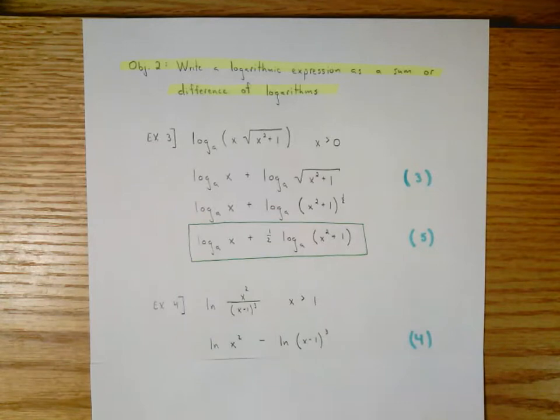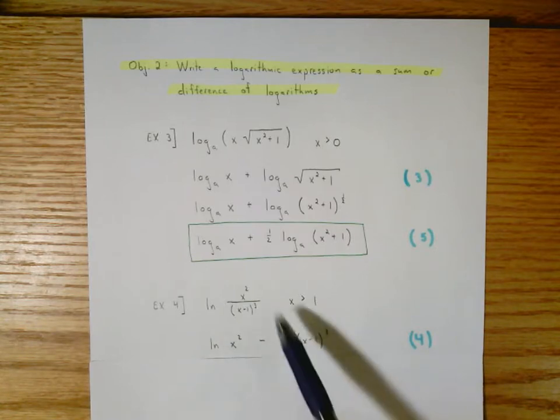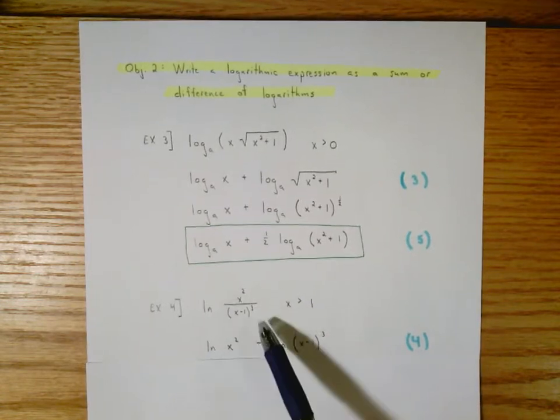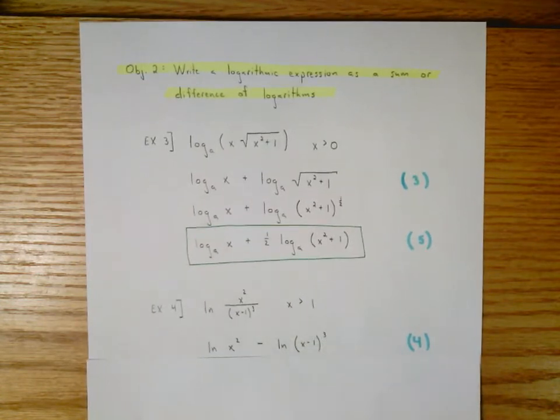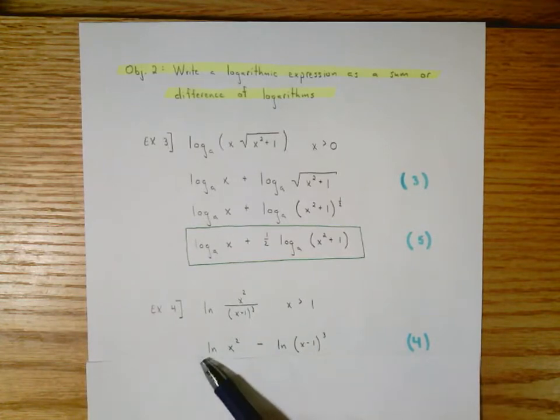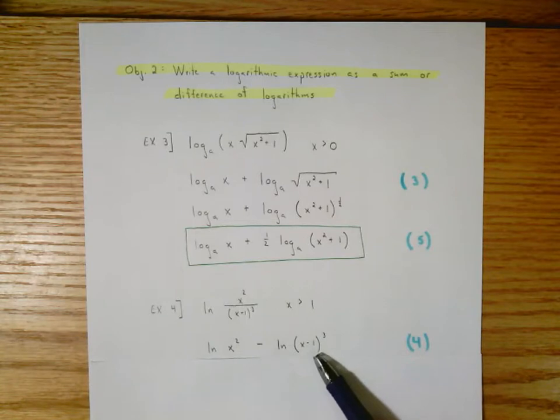I'm going to use property number 4. That's the property that says the log of a quotient equals the difference of the logarithms. You can see there's the numerator from my quotient. There's the denominator from my quotient. The numerator's logarithm is always positive. It's the first one we write. The denominator's logarithm is always negative. It's the second one we write. The order does matter there.